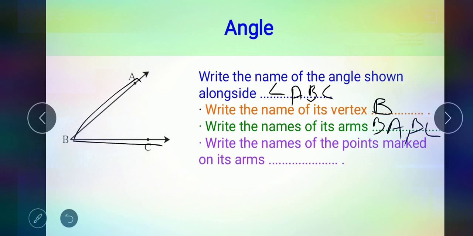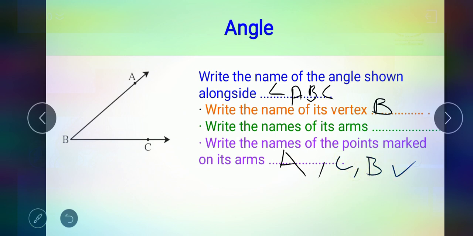Write the name of points marked on its arms. So which are the points? Point A is there, point C is there, and point B is also there on the arms only. B is the common point, on both arms. A is on the first arm and C is on the second arm. So here we'll write A and C, and B is also on the arms, so we'll write B also. This is how you will complete this activity.